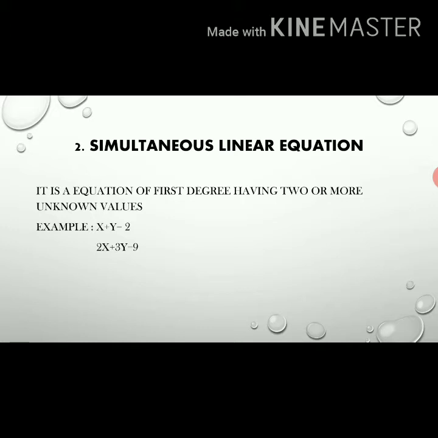Check it out in the first example, x plus y is equal to 2. Here we don't know the x value and we don't know the y value. We have to calculate the value of x as well as the value of y. That is the concept of two or more unknown values.